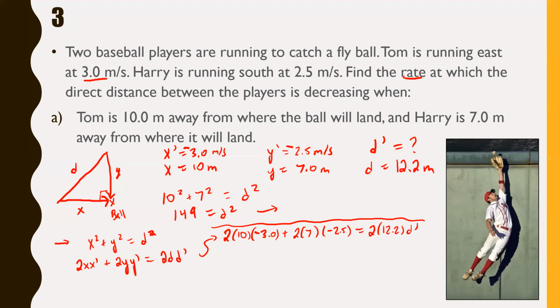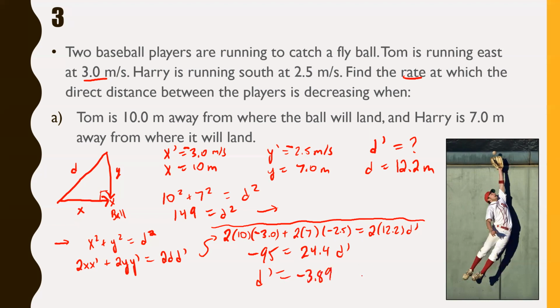Oh, hold on. Sorry, I think I just goofed something up. Sorry about that. 2 times 10 times negative 3 plus 2 times 7 times negative 2.5. Yeah, I goofed when I put it in my calculator. That's going to give you negative 95 equals 2 times 12.2, well, that's just 24.4 times d prime. Divide by 24.4 on both sides. D prime is going to equal negative 3, it doesn't say what we have to round to here, I guess I'll round to the nearest hundredth just to be exact. Negative 3.89.